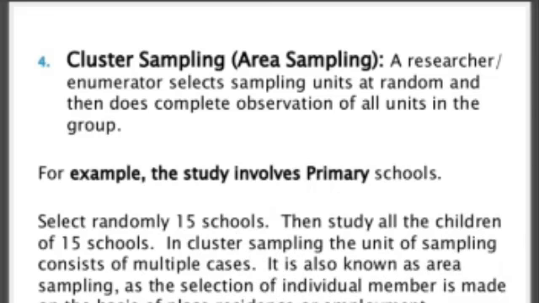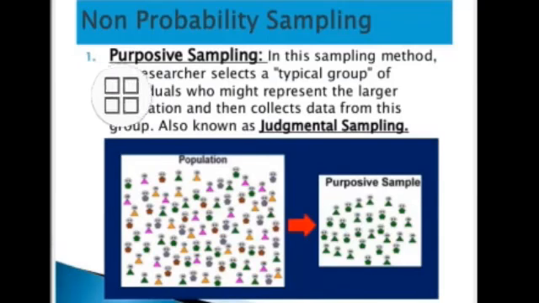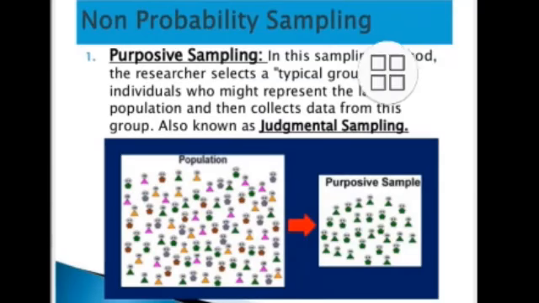For example, the study involves primary schools. Suppose in an area there are different schools and we select 15 of them, then we study all the children of those 15 schools. In cluster sampling, the unit of sampling consists of multiple cases. It is also known as area sampling, as the selection of individual members is made on the basis of place, residence or employment. Because the area is usually involved, that is why it is called cluster sampling or area sampling.